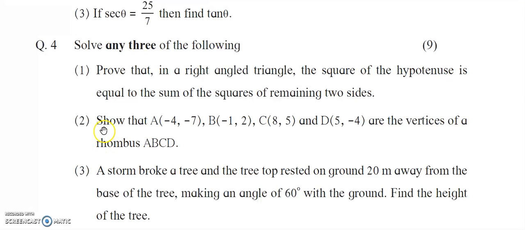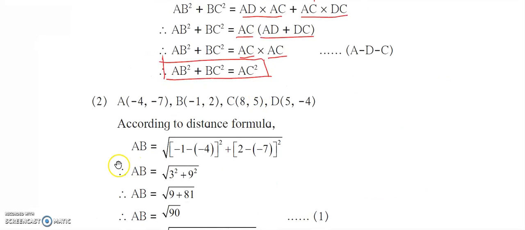Now see this question. That's question number 4: show that A(-4, -7), B(-1, 2), C(8, 5) and D(5, -4) are the vertices of a rhombus. Now, a very important property of the rhombus is that all the sides are congruent. By using this property, we prove that the given vertices are the vertices of the rhombus.